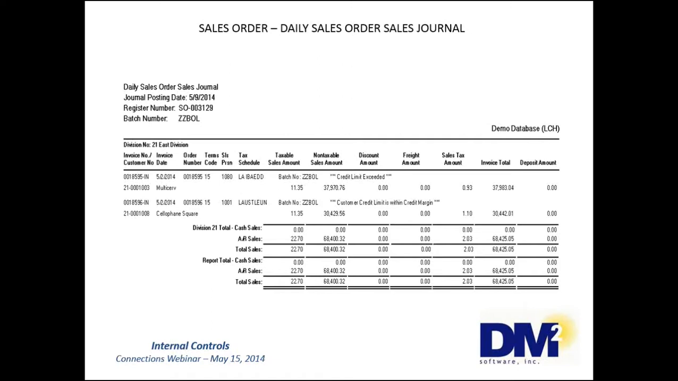With the unified bill of lading, we do not update the bill of lading DTR before reviewing all of our sales order journals. Instead, we move directly to the sales order journals. Here we have the daily sales order sales journal. This report recaps each customer you are invoicing, giving you their tax schedule, taxable sales amount, if there are any non-taxable sales amounts, discount, freight, sales tax amount, and the invoice total. Basically, this journal is summarizing each invoice.